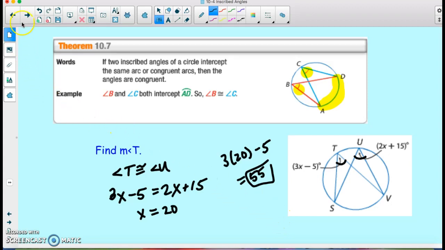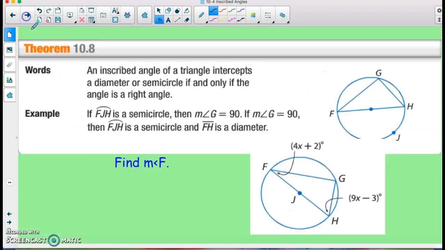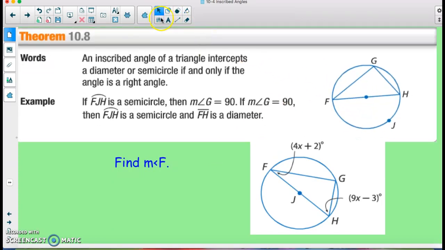Okay. All right, on to the next theorem. 10.8. An inscribed angle of a triangle intercepts the diameter or semicircle if and only if the angle is a right angle. So if you look at the example in the theorem right here, see how it intercepts this semicircle, this diameter, then that means angle G has to be a 90-degree angle. So go ahead and pause the video and see if you can set up this next example.